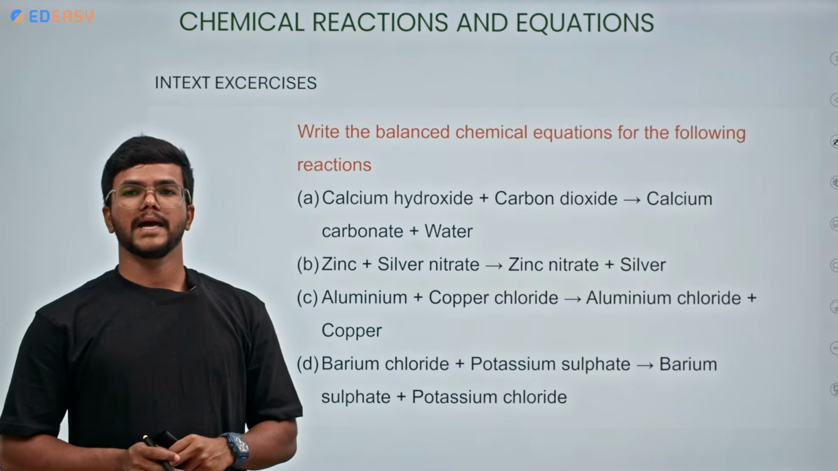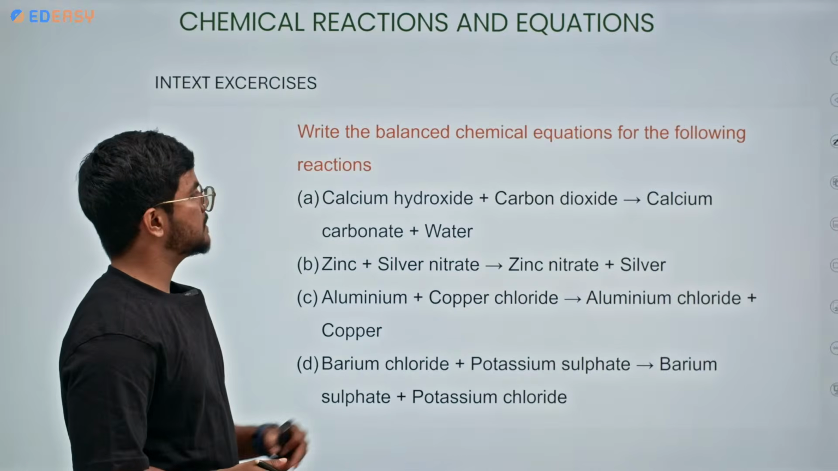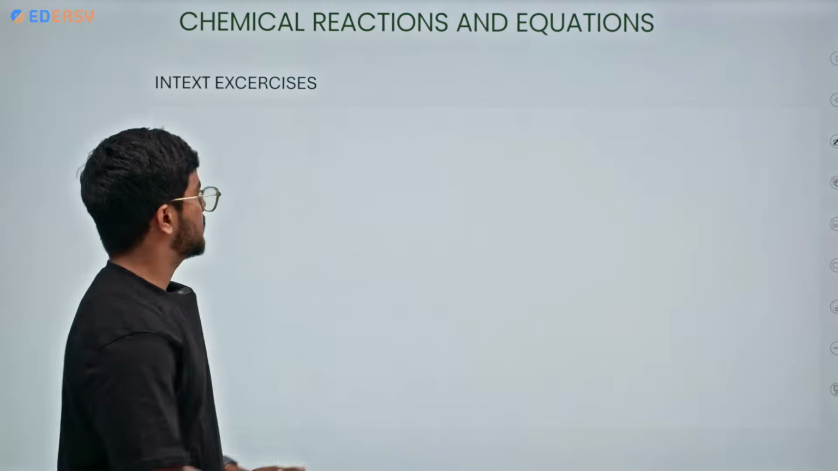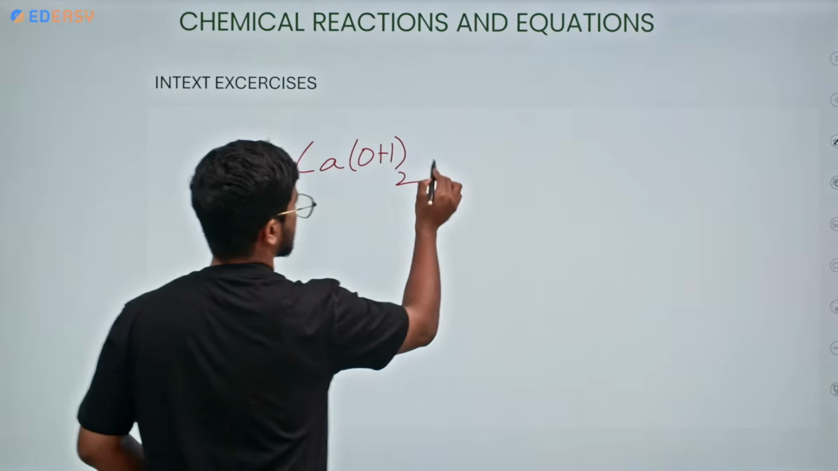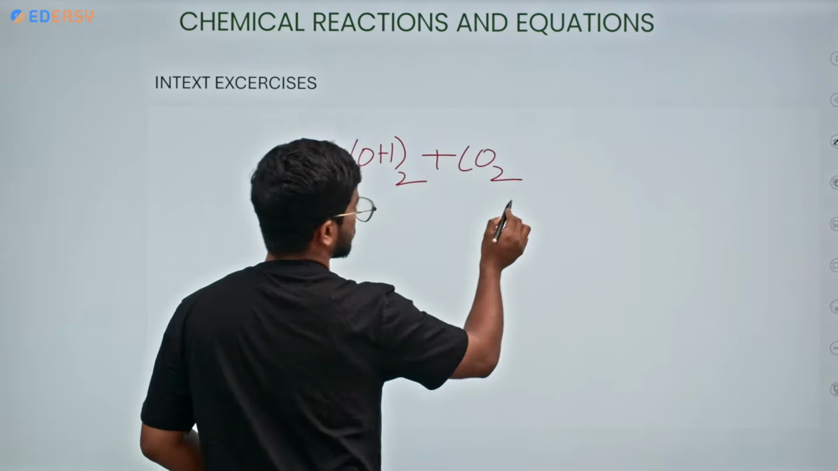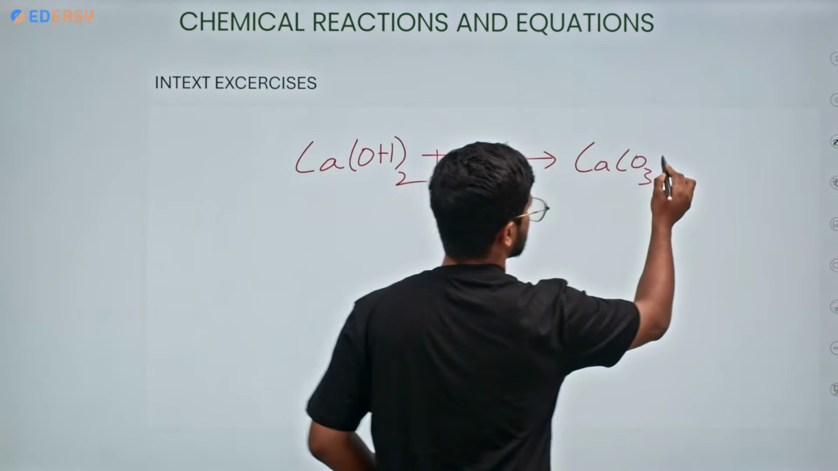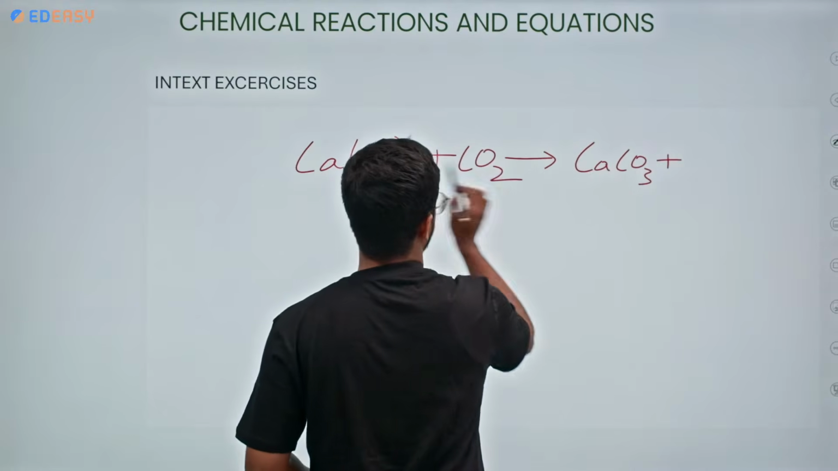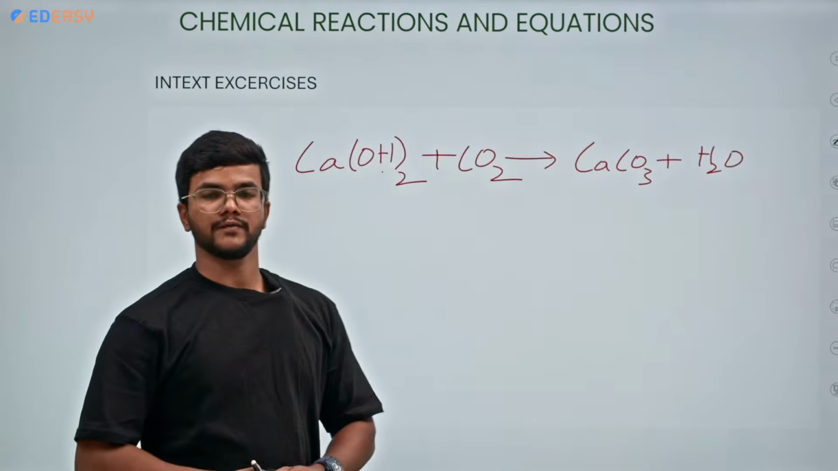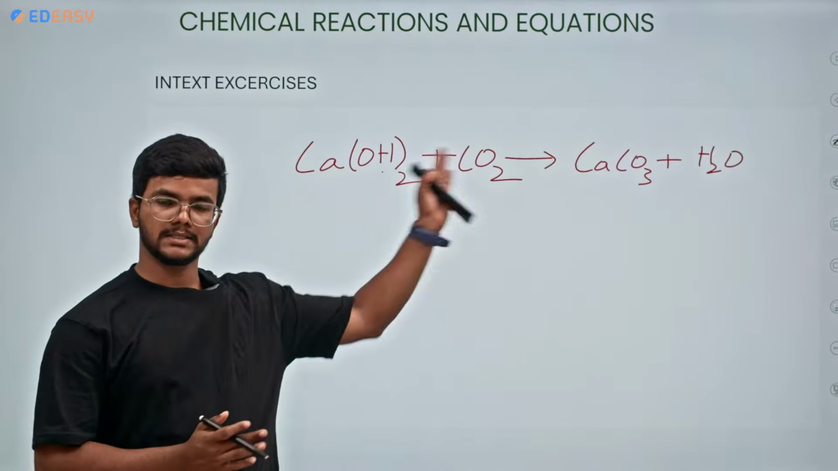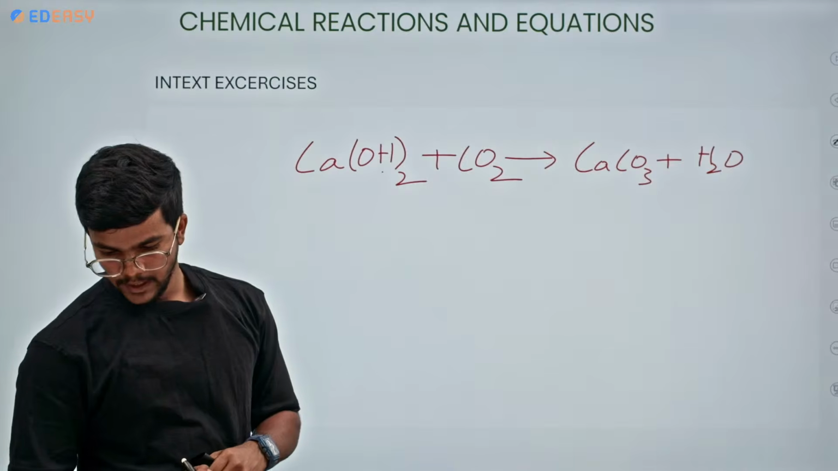So write the balanced equation for the following reactions. For the following reaction, calcium hydroxide plus carbon dioxide: calcium hydroxide plus carbon dioxide, CO2, gives calcium carbonate, CaCO3, plus water. Water is H2O. So this is how we will write the equation form. Just balance this reaction and post it in the comment section. Let me know the answer.